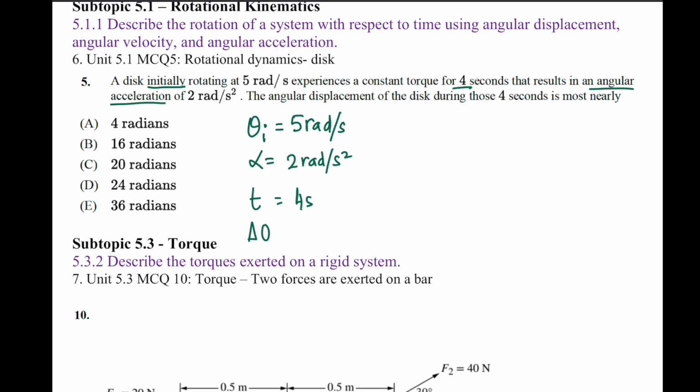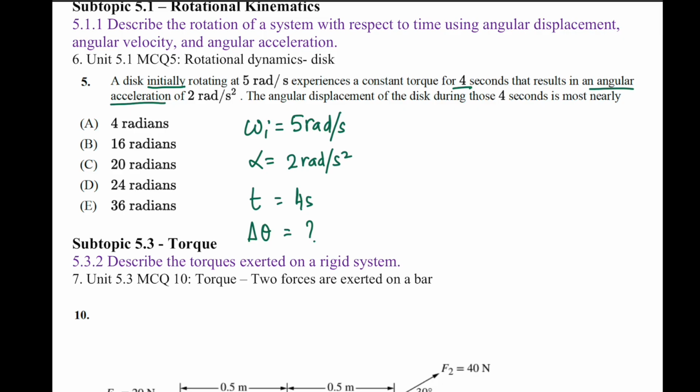that is delta theta. I think I made a mistake here. This is not theta I, this is omega I. Yes, it is rad per second, so that should be written as omega I. Theta is for position, angular position. Okay, now we want to find delta theta, that is angular displacement.